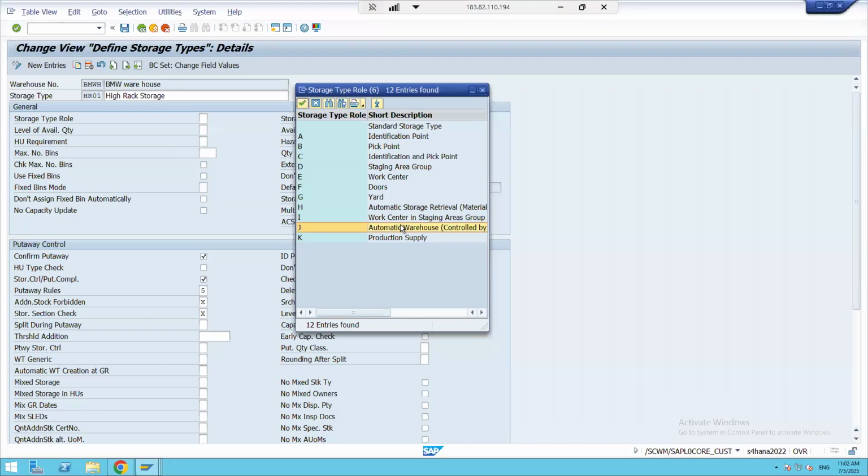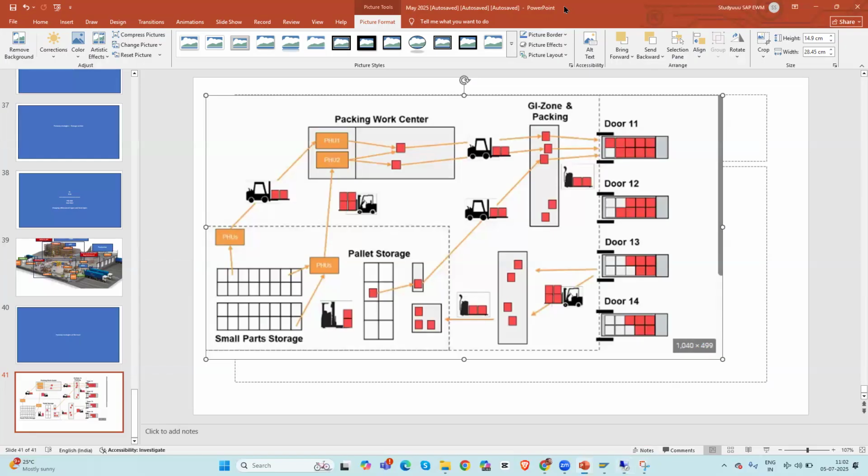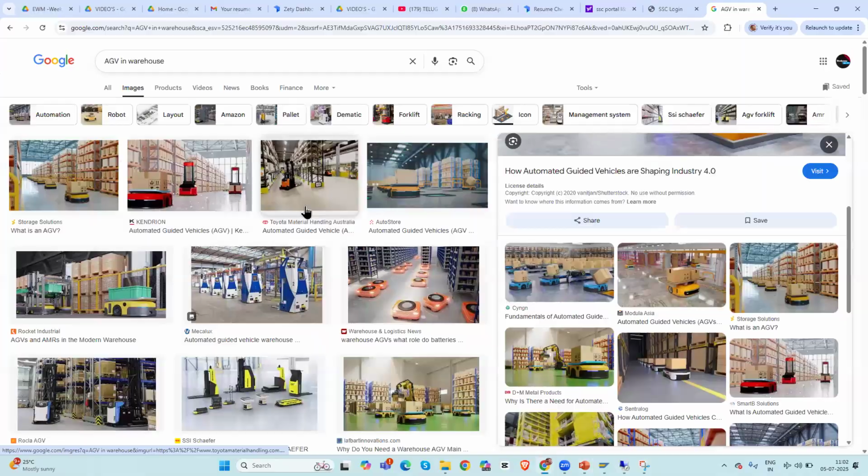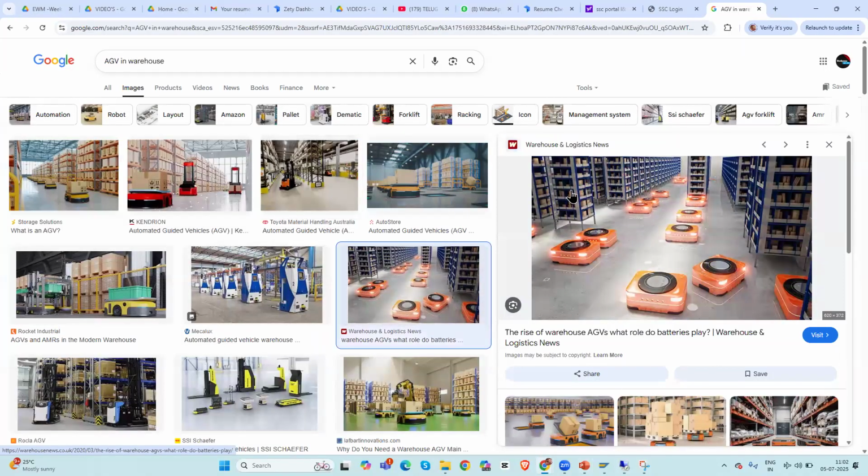Now, automatic warehouse. This is controlled by AGVs. I told you just now, if any of the storage types or any of the warehouse is controlled by AGVs, then we define the storage type role as AGVs. Automatic warehouse, can you see this one? In this storage type, is any manual operator allowed here? Can you see AGVs are working here? In this location, are any manual resources allowed for picking or put away, whatever it may be?